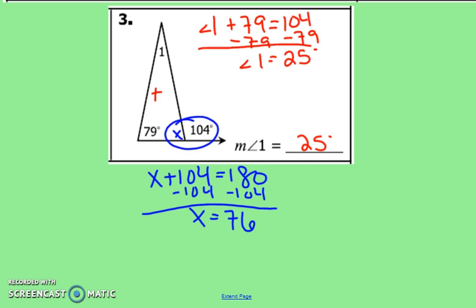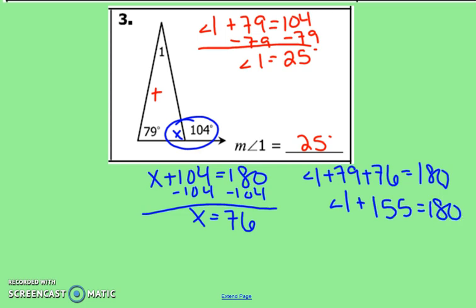Now, I can say angle 1 plus 79 plus 76 equals 180, because that's how many degrees are in the triangle in total. If I combine my like terms, angle 1 plus 155 equals 180.